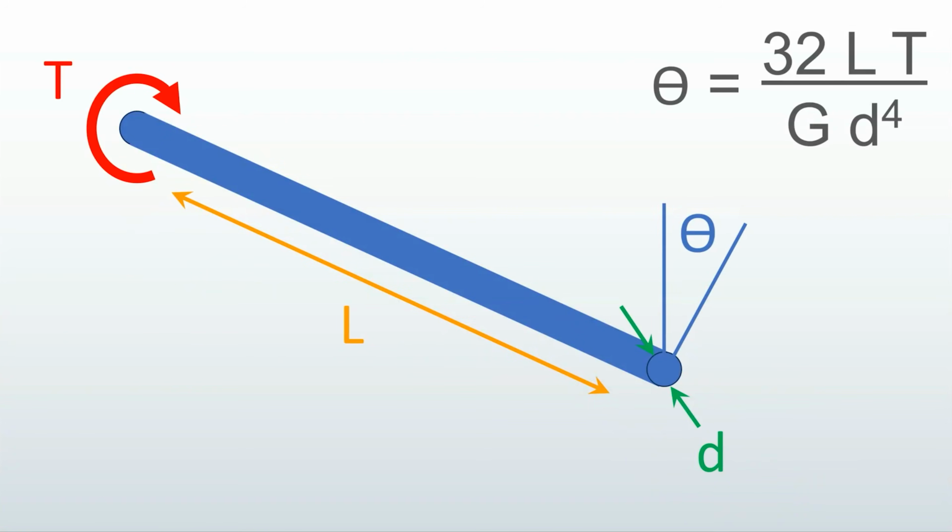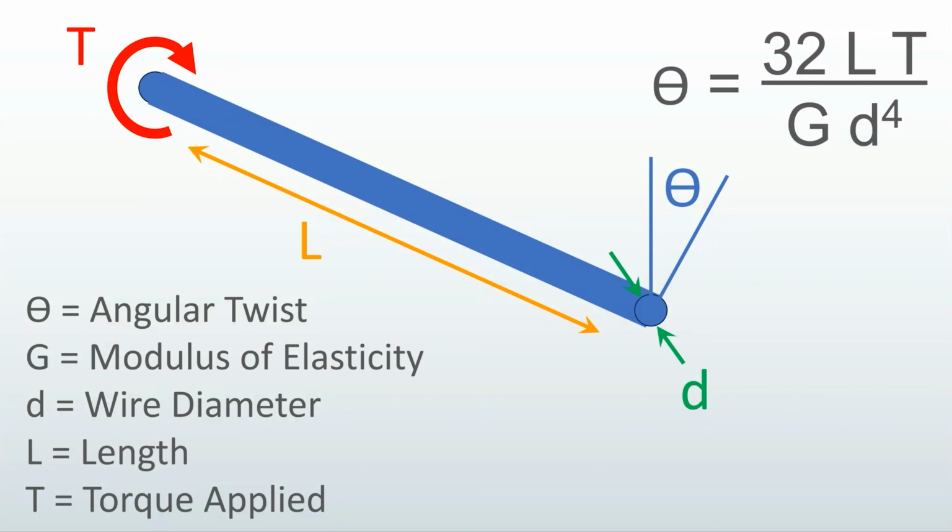Here is the equation for the twist in a torsion bar. Now, before you jump off, let me show you the relevance. Here are the variables in play. θ is the angular twist. G is the modulus of elasticity, which is a material property. D is the wire diameter, L is the length of the wire, and T is the torque applied.